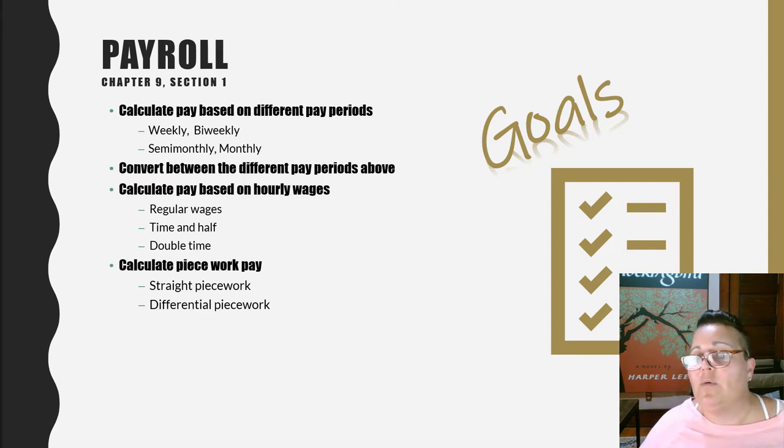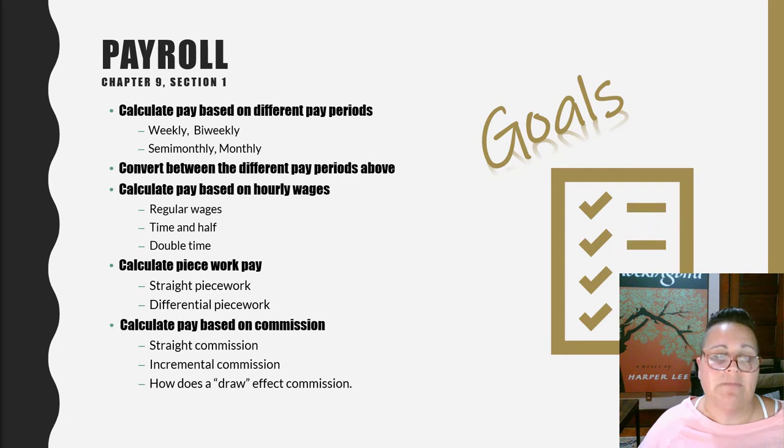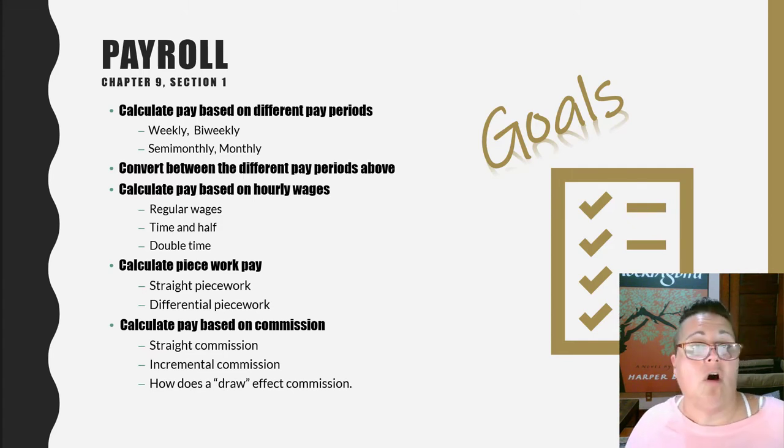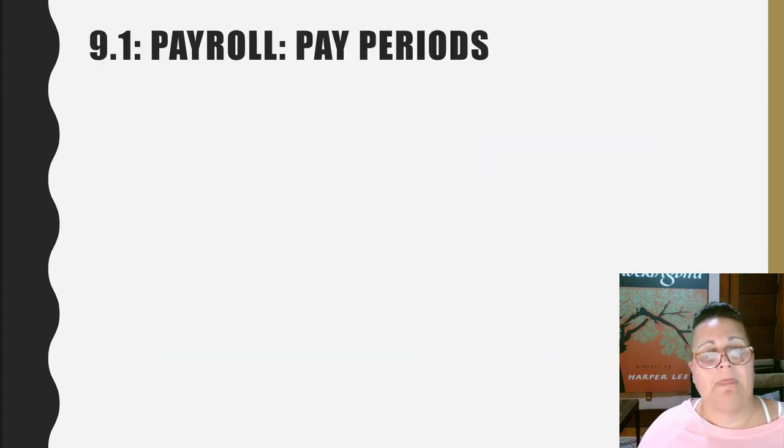And then lastly, we're going to talk about pay based on commissions. There are two types of commissions to look at. One will be a straight commission, and the second will be an incremental commission. Along with that, we're going to talk about what happens when you take a draw based on your pay.